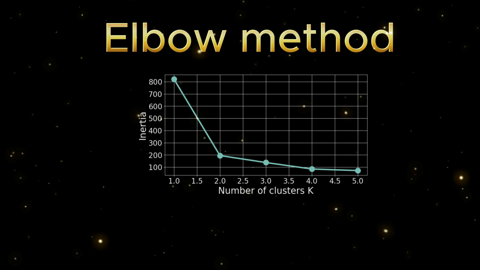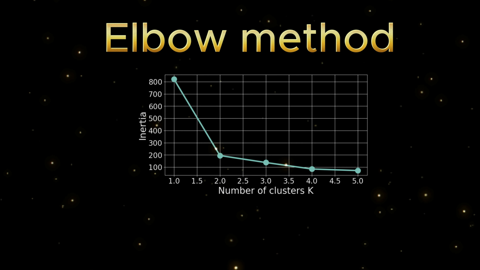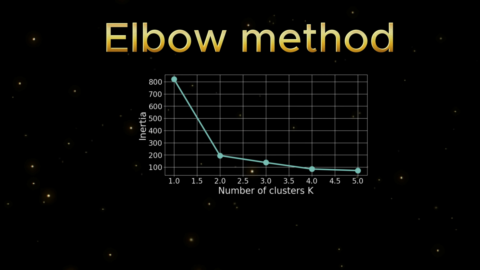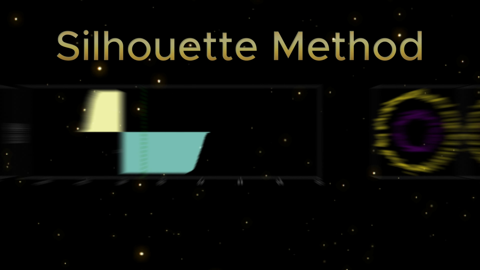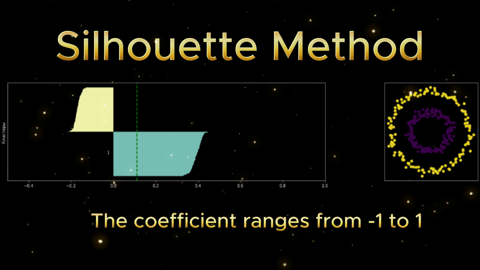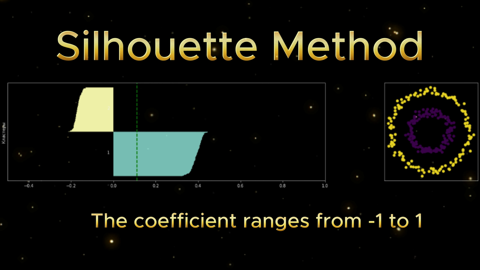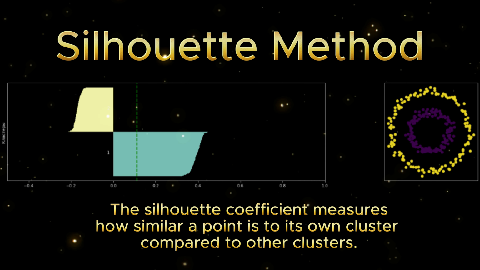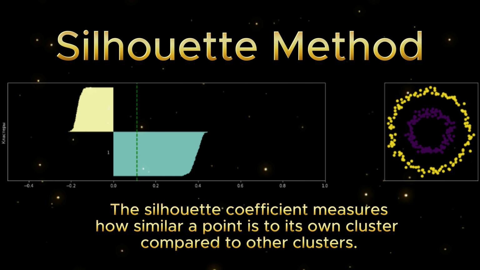A common internal metric is inertia, which measures the sum of squared distances between each data point and its assigned centroid. Lower inertia indicates tighter clusters. Other internal metrics include the silhouette coefficient. A high value indicates that the point is well matched to its cluster and poorly matched to neighboring clusters. A negative value indicates that the point might be better assigned to a different cluster.